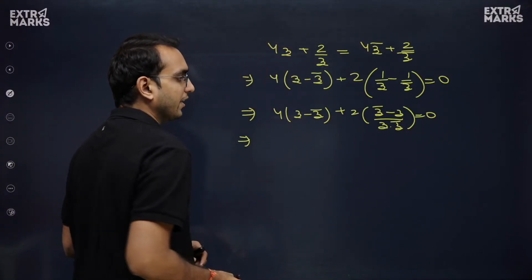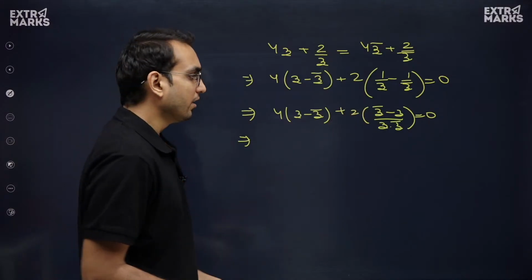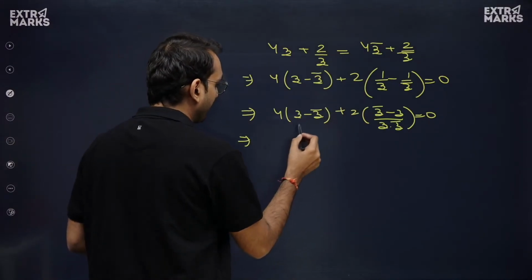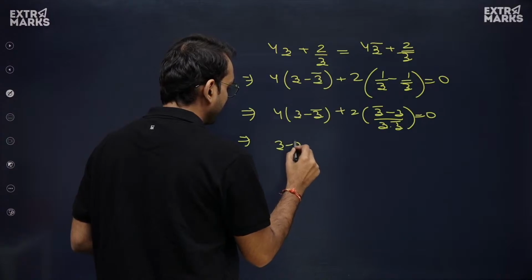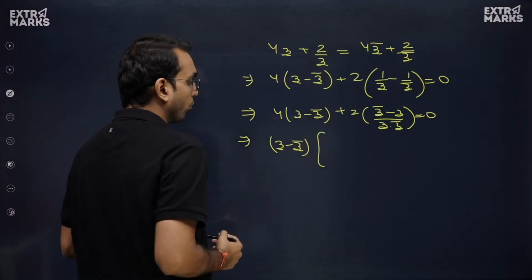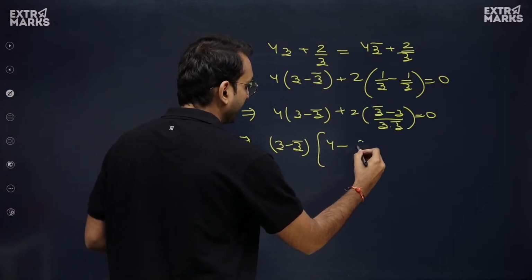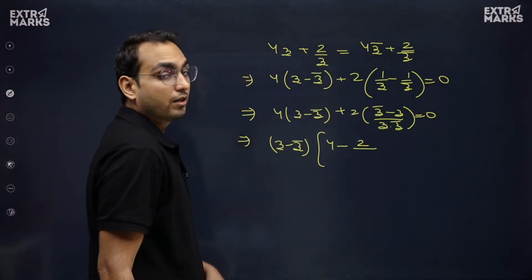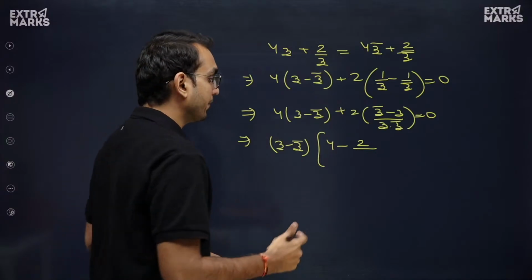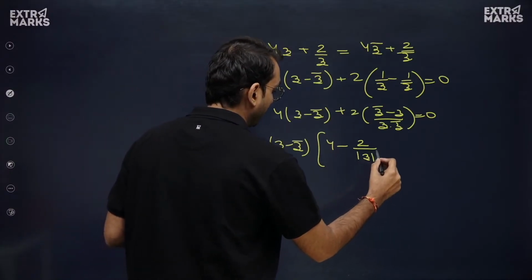Now here it is z minus z bar, here it is z bar minus z. We can take z minus z bar out as a common factor in this whole expression: 4 minus 2 upon z bar. Now what is z bar? Z bar is basically mod z square.